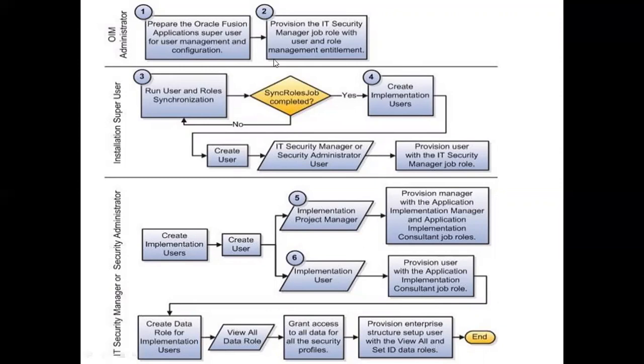Yeah, okay, fine. In the first two steps, you are preparing the roles. First you create the super user, then you prepare the role of the IT security manager job. Then the third step is you run the process wherein the users and roles are synchronized, so that you give access and you create another implementation user. Once the synchronization of the user and job roles is completed, then you create the implementation users.